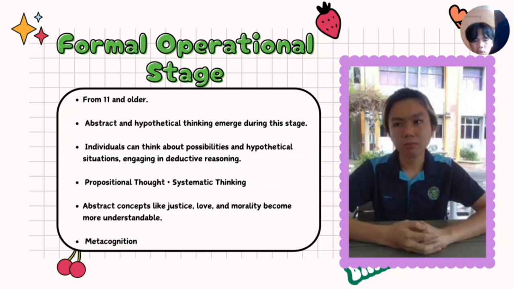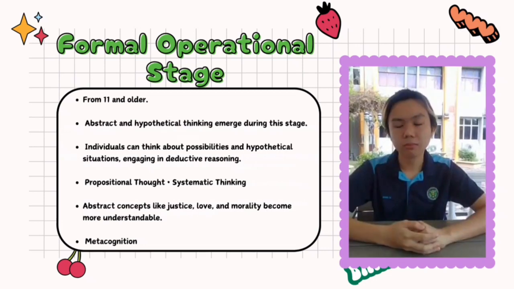Moreover, individuals in the formal operational stage demonstrate an increased capacity for metacognition, enabling them to reflect on their own thought processes. This stage also represents a shift toward more sophisticated and abstract cognitive ability, laying the foundation for advanced problem solving, scientific reasoning, and the development of complex mental models.